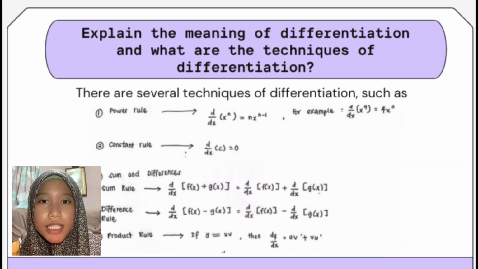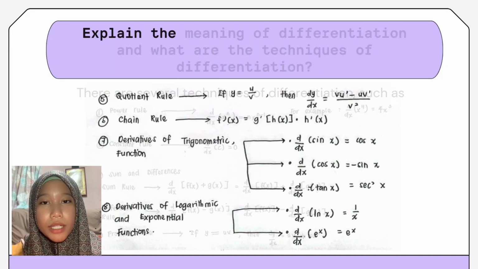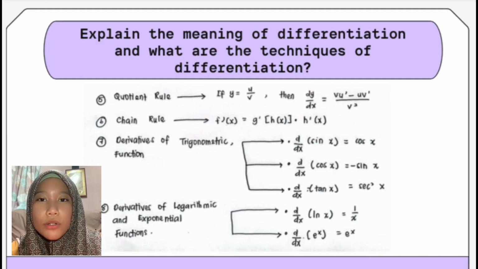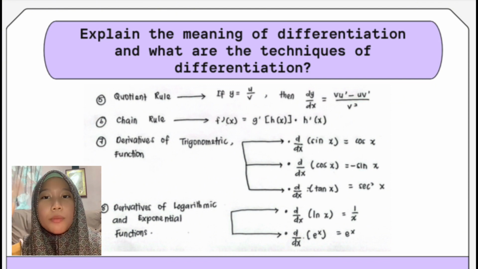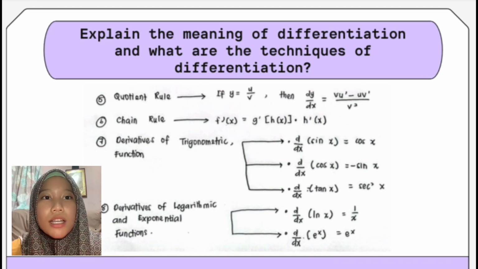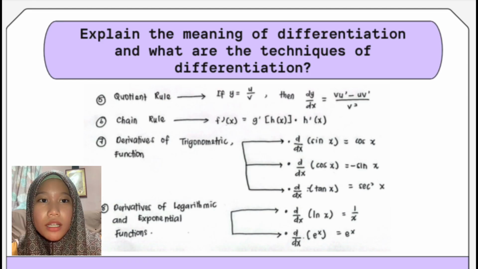The next technique is the quotient rule. It is dividing one function by another. If y equals u divided by v, then dy over dx equals vu prime minus uv prime, divided by v to the power of 2. The chain rule is also a technique of differentiation. The formula is f prime x equals g prime of h(x), multiplied by h prime x.